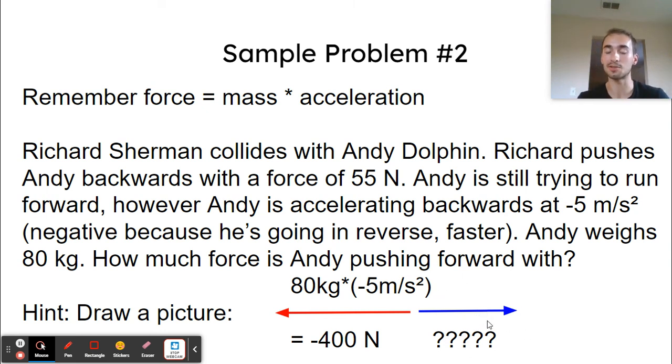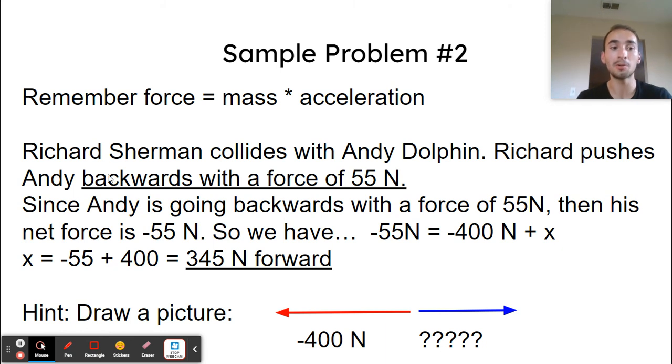We want to know how much he is going forward. He's getting pushed back -400. We don't know the blue arrow, but we do know at the end, I told you he goes back with a force of 55 newtons. So we know overall it's 55, but since he's going backwards, it's negative. So the net force is -55. He gets pushed back -400, but we don't know how much he's pushing forward.